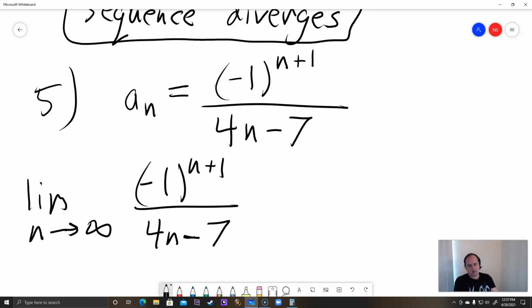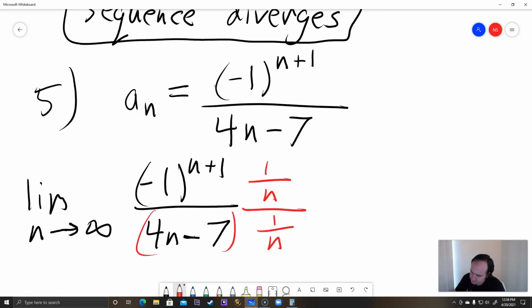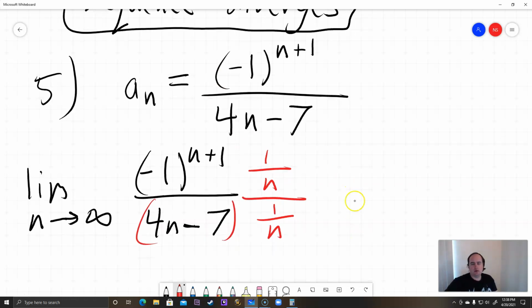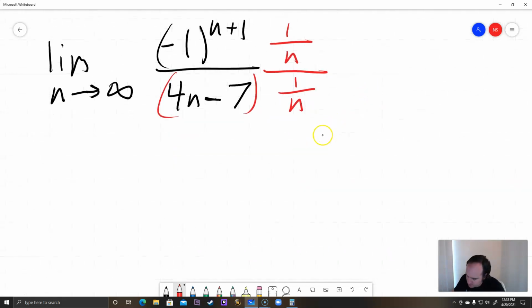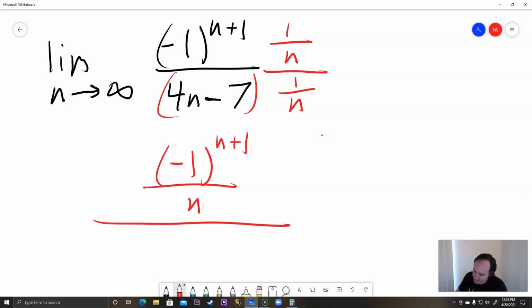Well, the thing here is that we do have this fraction, and we need to divide both the top and the bottom by the highest power in the denominator. So here the highest power in the denominator is n, so we're going to multiply the top and the bottom by 1 over n. Okay, and then on the top we're going to have negative 1 to the n plus 1 over n, and on the bottom we have 4 minus 7 over n.